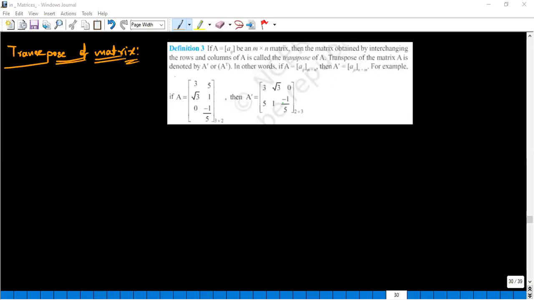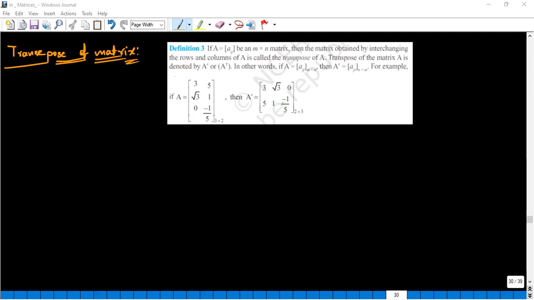Hello everyone. In this session, I'm going to discuss what is the transpose of a matrix, what properties it has, and some examples related to the transpose of matrices. Okay, let us dive into the solution. What is the transpose of a matrix?